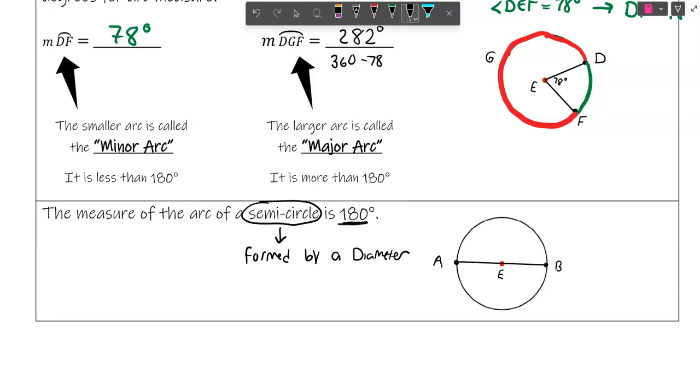So a diameter drawn through the circle, here a chord that goes through the center, is going to also cut the circle in half, which makes the top central angle 180 and the bottom central angle also 180.